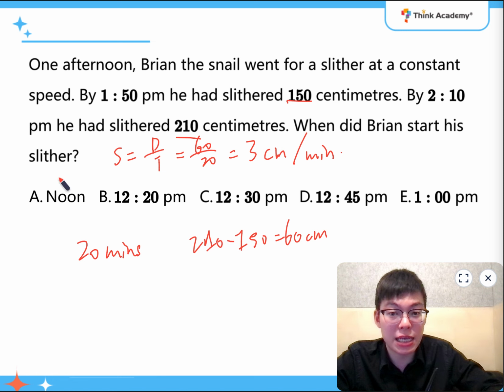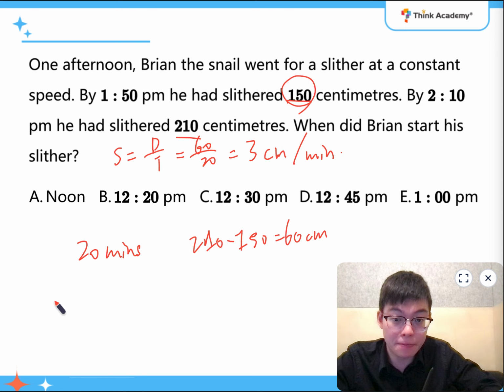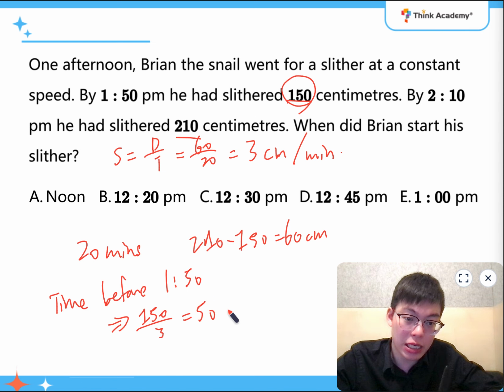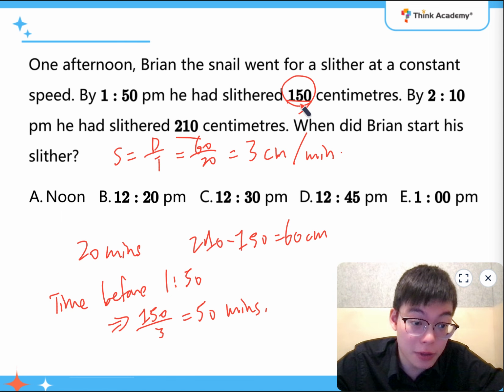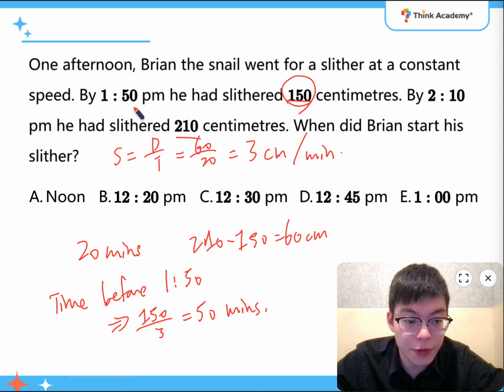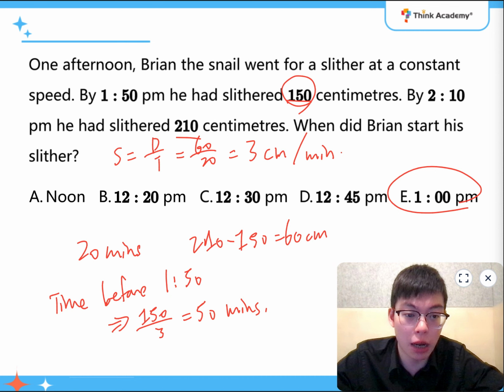And when did Brian start his slither? So by 1:50 p.m., he has already slithered 150 centimeters. So the time spent before that is going to be 150 divided by 3. That's 50 minutes. All right? The time is distance over speed, right? So 150 is the distance traveled already. 3 is the speed. A division is going to give us 50 minutes before 1:50 p.m. So if you trace 50 minutes back, it's going to end up with E as the answer, 1 p.m. sharp. All right? That's question number 12.